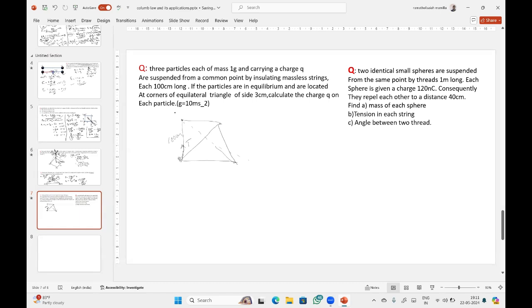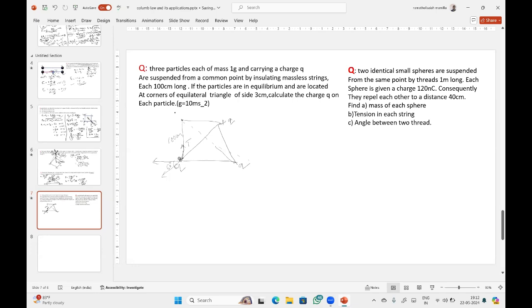On this, an electrostatic force will act. All have similar charges, and they have been given the same charge, therefore Q and Q. Each charge is Q and the mass is 1 gram. Now the force acting on them: this is the force acting between these two charges, and similarly this is the force between these two. Here the angle is 60 degrees.